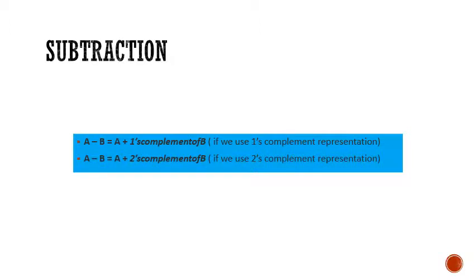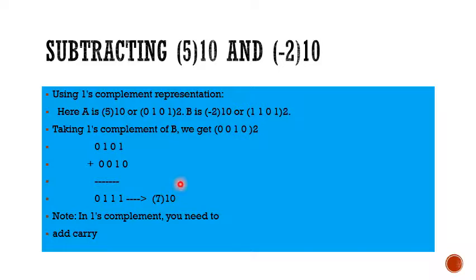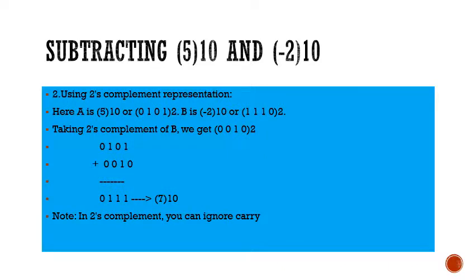If we do subtraction in binary arithmetic, subtracting b from a, that is a minus b, is a plus 1's complement of b if we use 1's complement representation, and a minus b is equal to a plus 2's complement of b if we use 2's complement representation. So I have chosen an example of subtracting 5 minus 2 using 1's complement, and the same using 2's complement also.